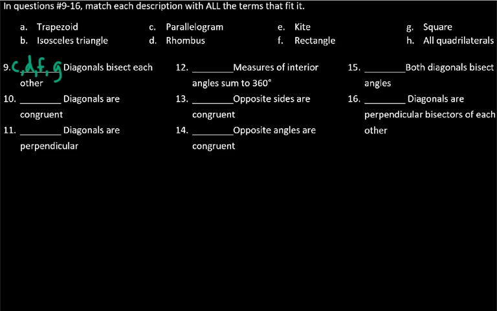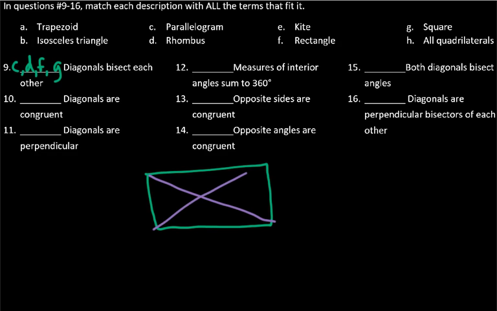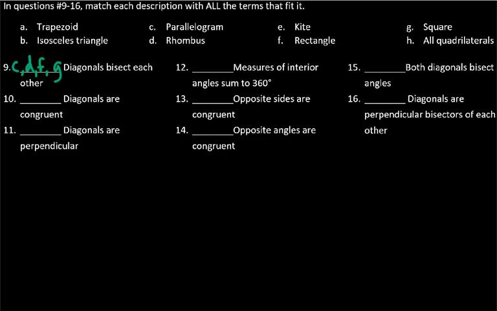And 10, diagonals are congruent. Now that is only going to happen with a rectangle and a square. There's no other shape where that's going to happen, but with a rectangle and a square it does. So you can kind of see that if we do that, there's no way we're not going to end up with some congruent diagonals. So F and G.